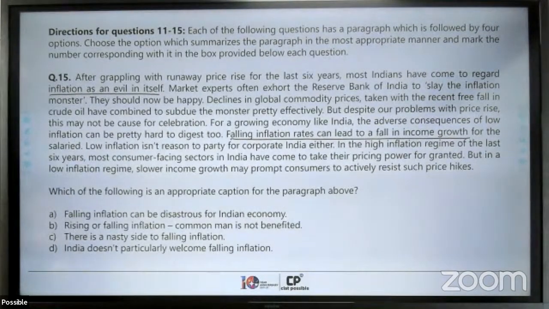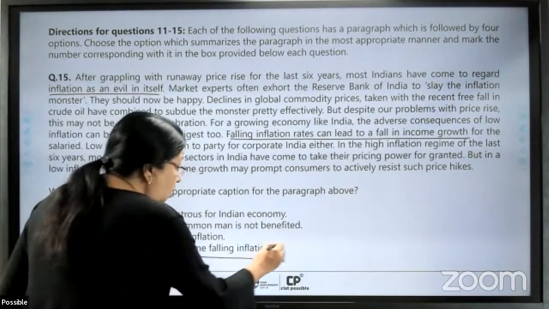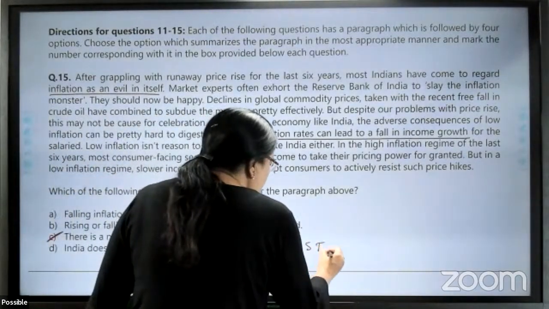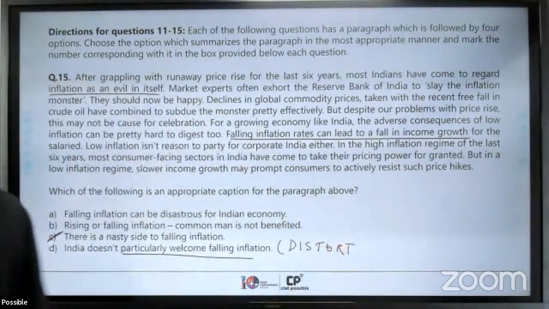So now, if you can just see here, A was limited. A was limited, yes, falling inflation can be disastrous. That's absolutely limited. And the answer is C. Caption for the paragraph above: nasty side to falling inflation. And fourth, India doesn't particularly welcome. So look at it. Distort. Absolute distort. This was the close choice. This is absolute distortion.